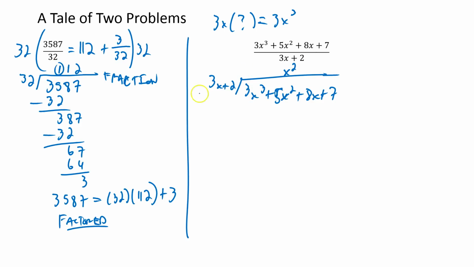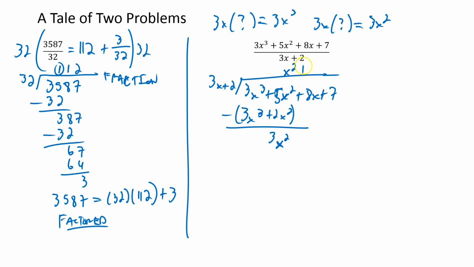Now we multiply by the entire thing, just like we multiplied 1 by 32 over here. So x squared times 3x plus 2 is 3x cubed. X squared times 2 is 2x squared. Now we subtract it. Parentheses are important, I think, because we're subtracting both. 3x cubed minus 3x cubed, those are gone. 5x squared minus 2x squared is 3x squared. Now what do I need to multiply 3x by to get rid of that 3x squared?